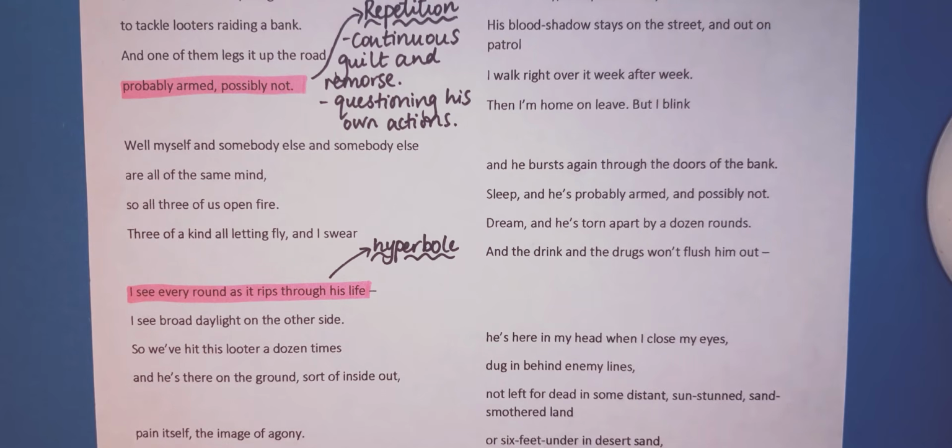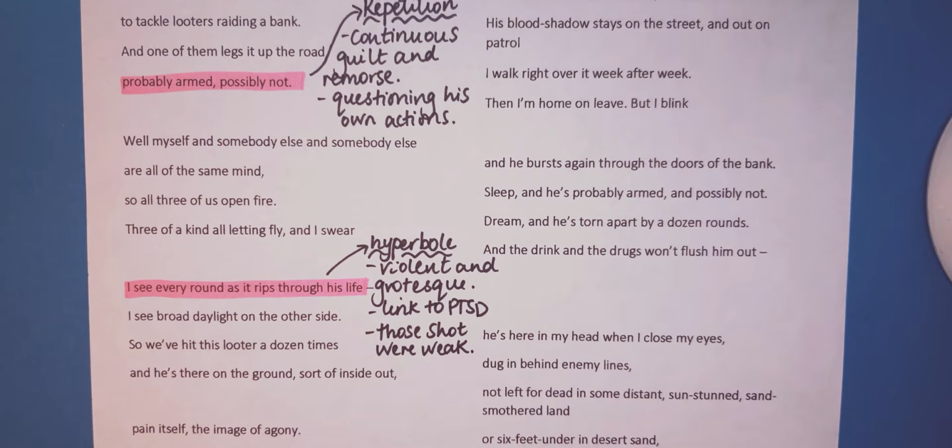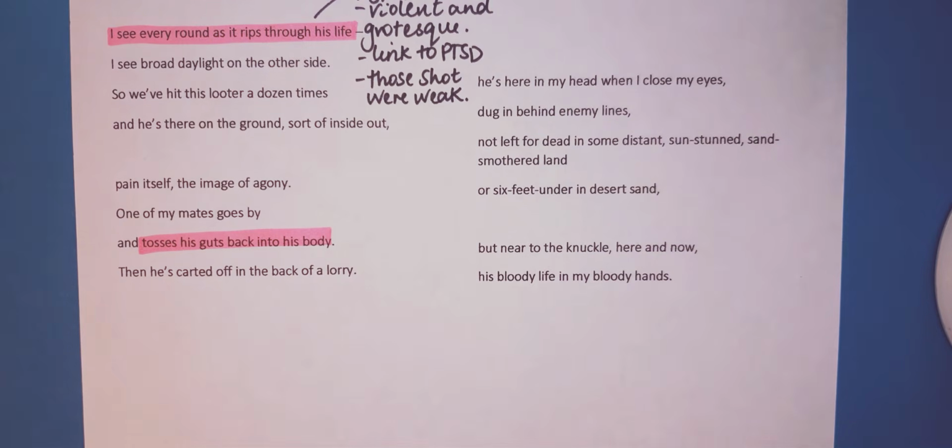And it's also potentially highlighting that those who were shot were very weak. So that was the second quote that we went through. And the next quote is here. So again, we're looking at the way that the death of the man is described very graphically.